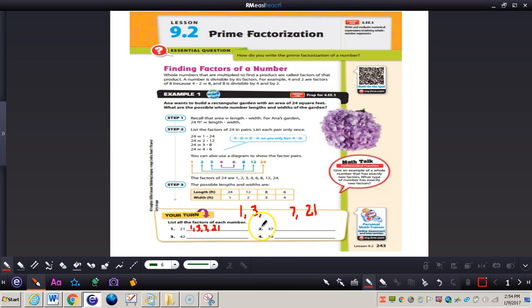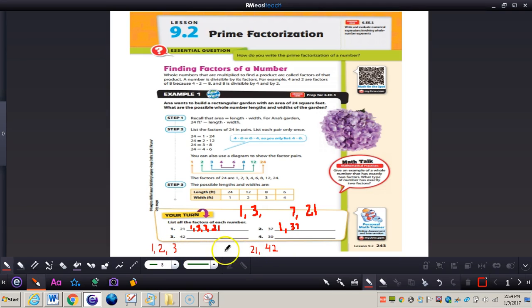Let's take a look at number 2. So we have 37. 37 is actually a prime number. So 1 and 37 are the only factors of the number 37. Let's take a look at number 3. Make my ink a little thinner. So we have 1 times 42. 2 times 21.